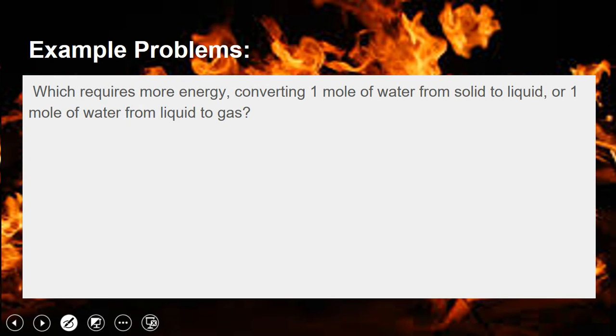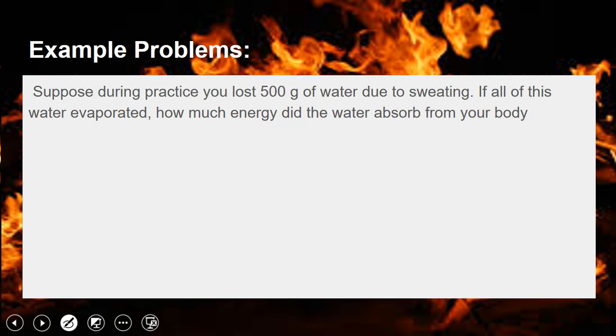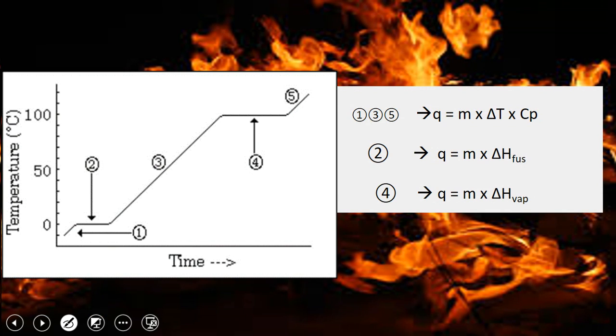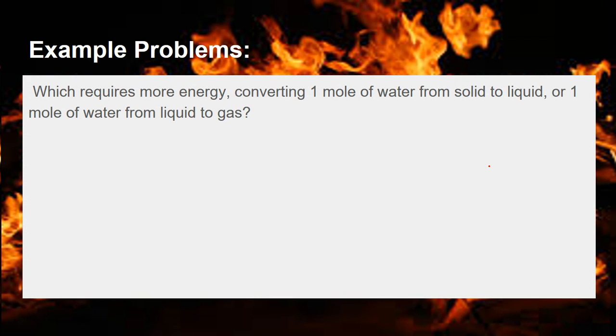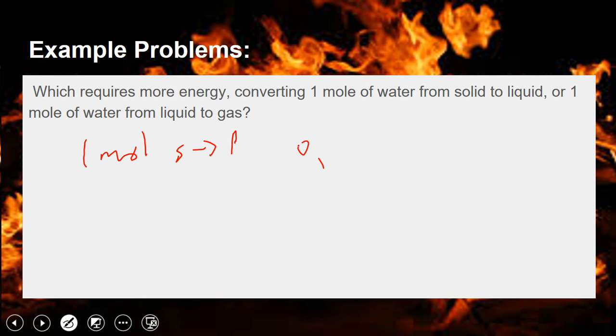All right, so what will require more energy? Converting a mole of water from solid to liquid, or a mole of water from liquid to gas? If we again look at our graph here, a mole of water from solid to liquid is going to happen at phase 2. So that would need the heat of fusion. So Q is equal to the grams times the heat of fusion.